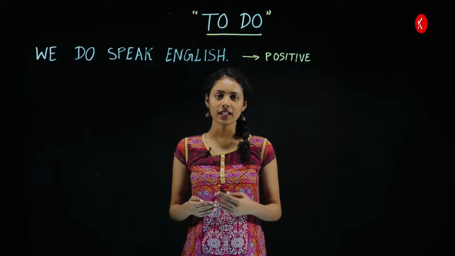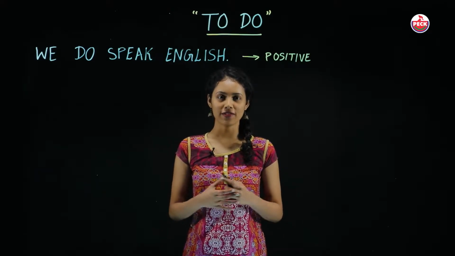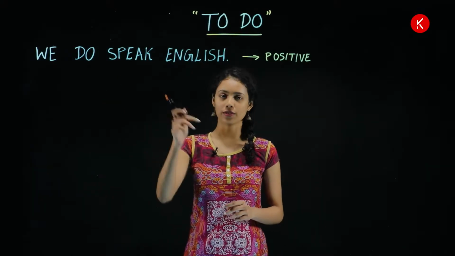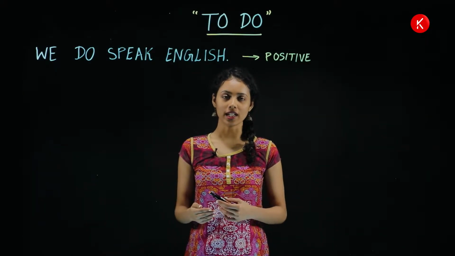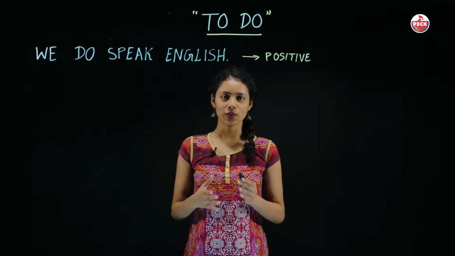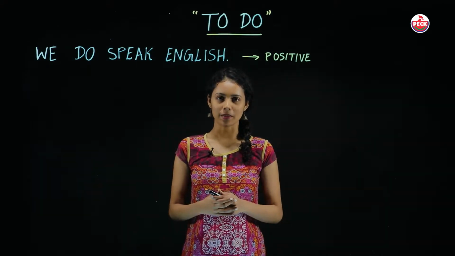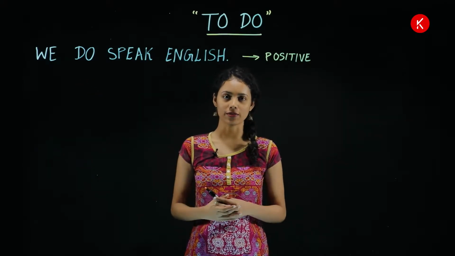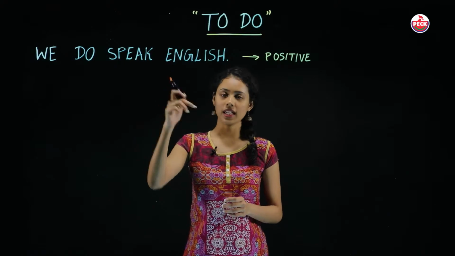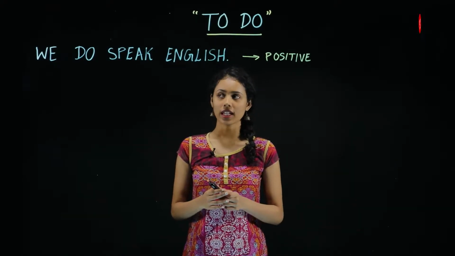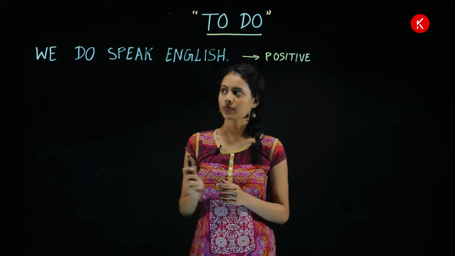Now, to make it into a question form is very simple. We just have to take the sentence in the positive form and invert the subject and the verb. Does it sound confusing? Don't worry, let me show you an example. So here we have taken a sentence in its positive form. We do speak English. So the next step is to look at the subject and the verb.